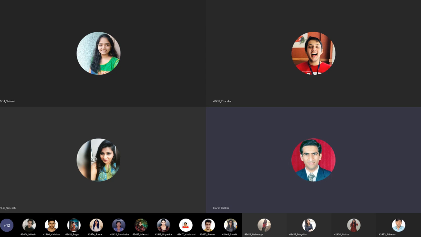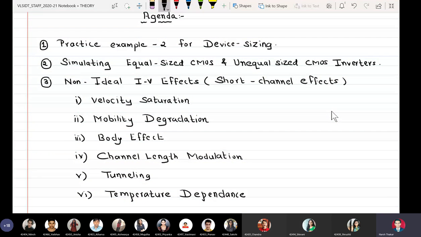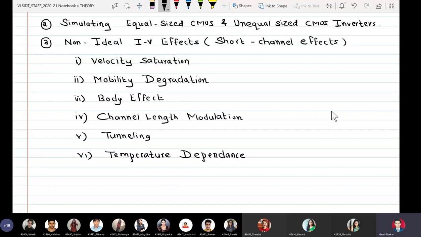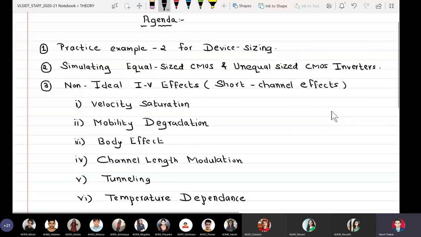Okay, so our today's agenda is as follows. Practice example 2 for device sizing. Second is simulating equal sized CMOS and unequal sized CMOS inverters. And third is studying non-ideal IV effects, also known as short channel effects. Under that, we have to study velocity saturation, mobility degradation, body effect, channel length modulation, tunneling, and temperature dependence.